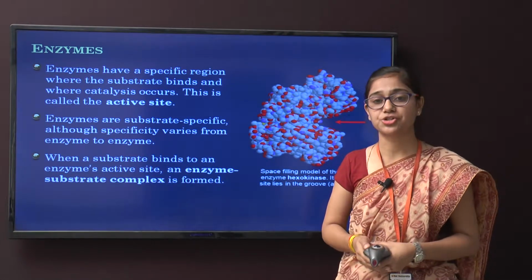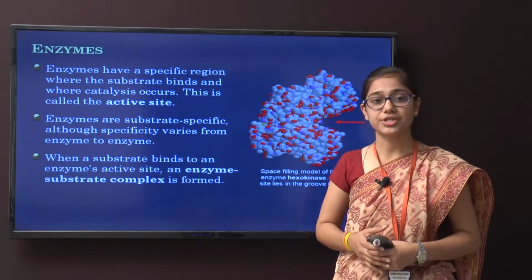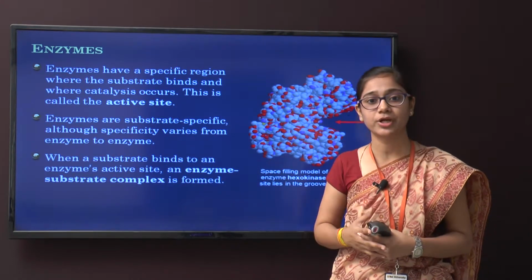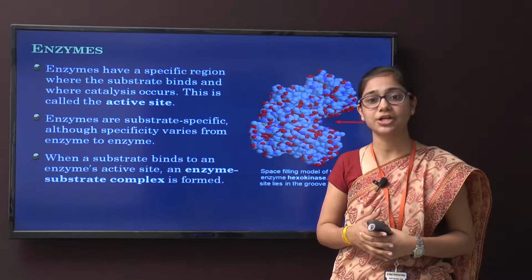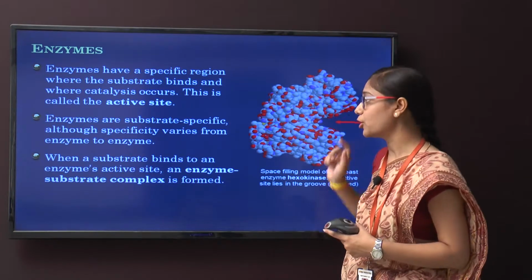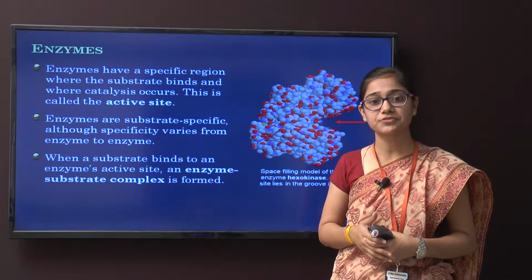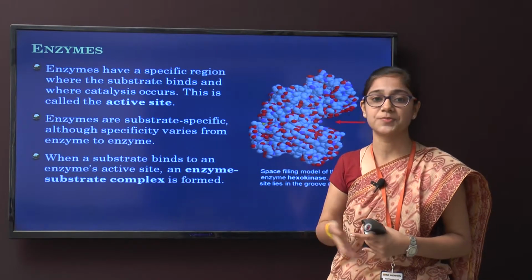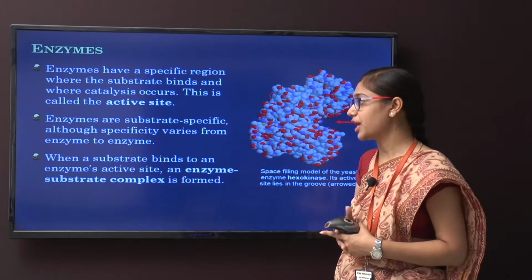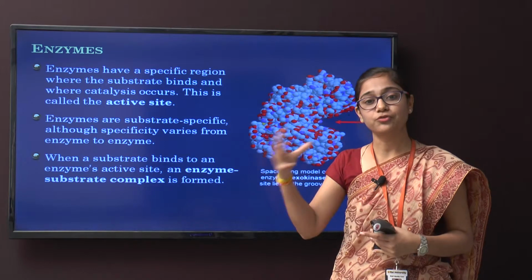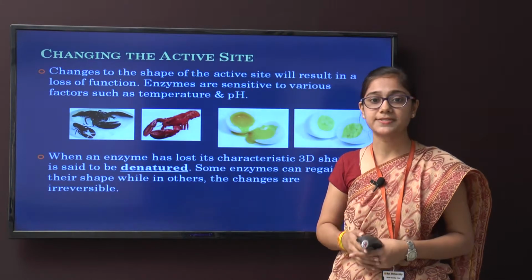Enzymes active site. Enzymes have a specific region at which the substrate binds, and this site is known as the active site. This is the active site of the enzymes. Enzymes are substrate specific, and specificity varies from enzyme to enzyme. When a substrate binds to the enzyme at the active site, they form the enzyme-substrate complex.